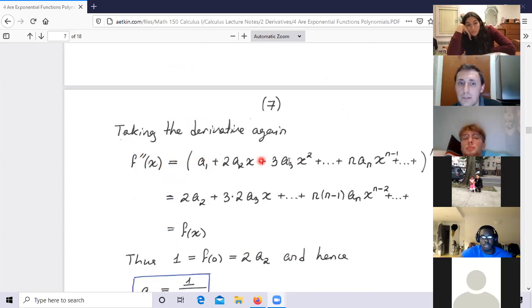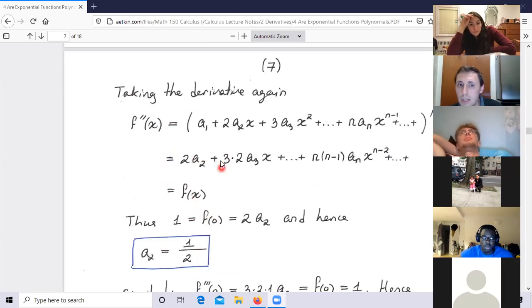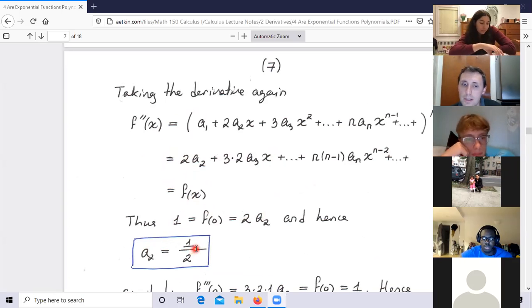The second derivative is the derivative of the derivative. This is the first derivative. The derivative of the derivative now isolates 2a2. Everything else has an x. Do you follow? And now when I plug in 0, everything is destroyed except for 2 times a2. So we have 1 equal to 2 times a2, which means a2 equals 1/2. Are you with me? I found the first coefficients.